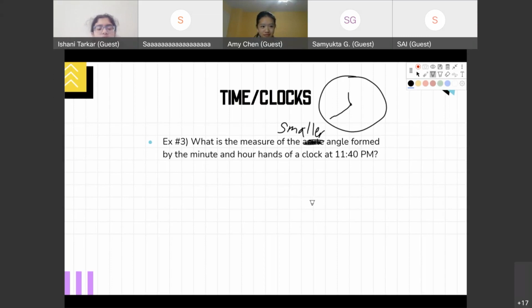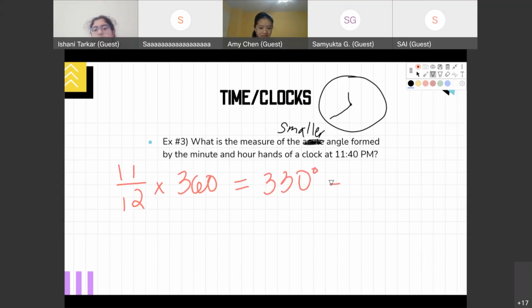So, first we want to see the hour hand, right? Obviously the hour hand is at 11, so that'll be 11/12 of 360. Wait, Shani, no, it's not perfectly at 11. I know. I'm saying that, and then you add the 40 minutes. Okay, sorry. So at 11 o'clock, it would be 11/12 of 360 degrees, which is equal to 330 degrees. And now we add the angle that is added to the hour hand at 40 minutes.